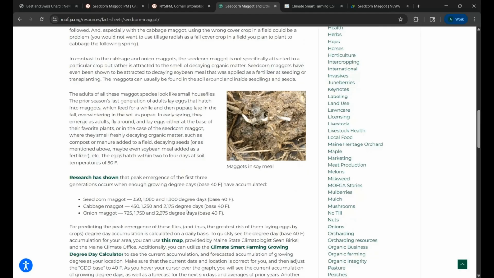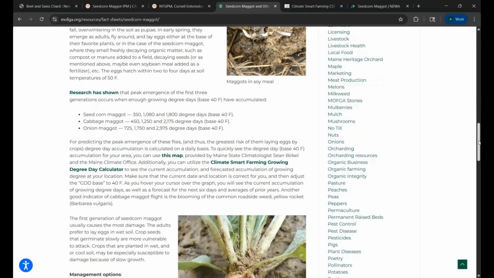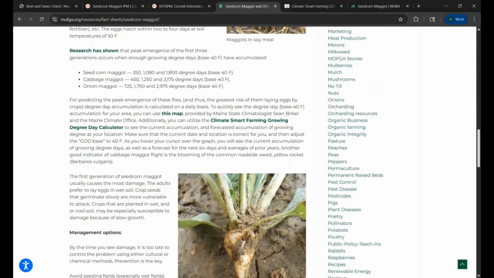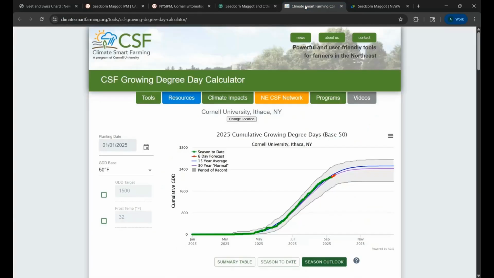And here they're talking about degree days and how to measure them, base 40. So you could get your calculator out and take all those temperatures you're logging from your soil temperatures, or you can use this climate smart farming growing degree day calculator. So this is a nice little way to measure what's going on.